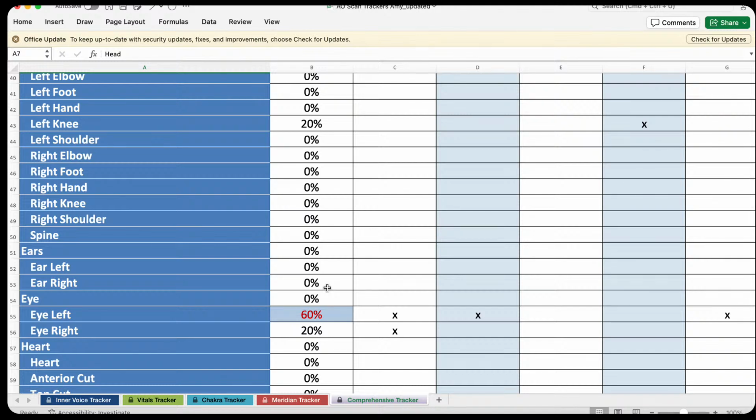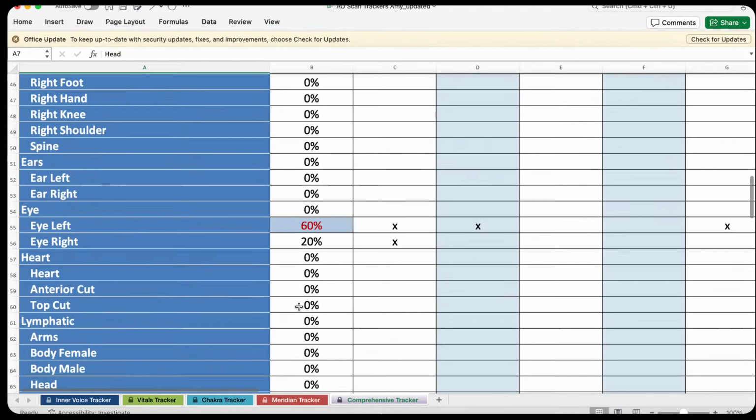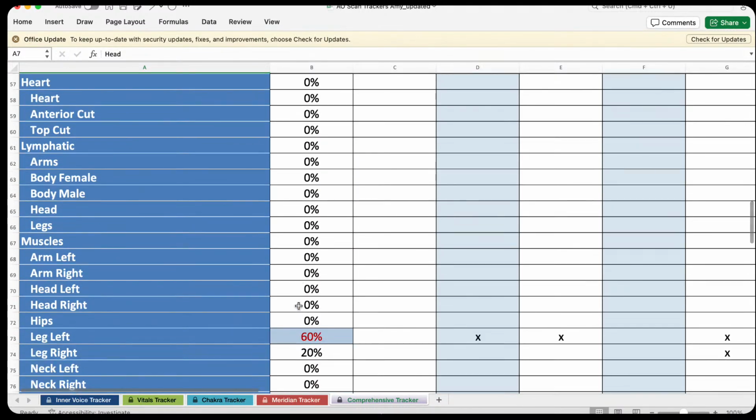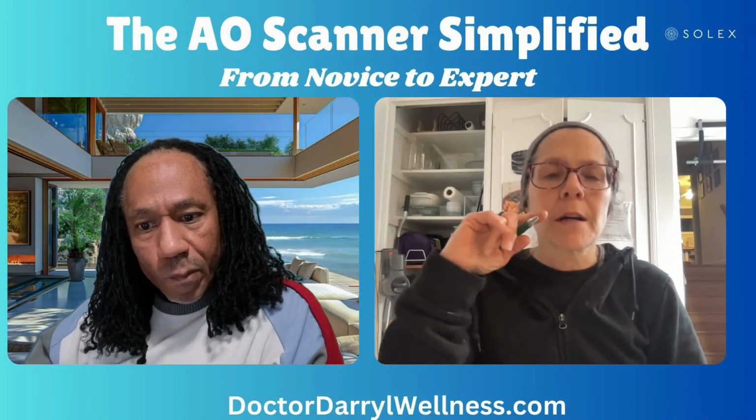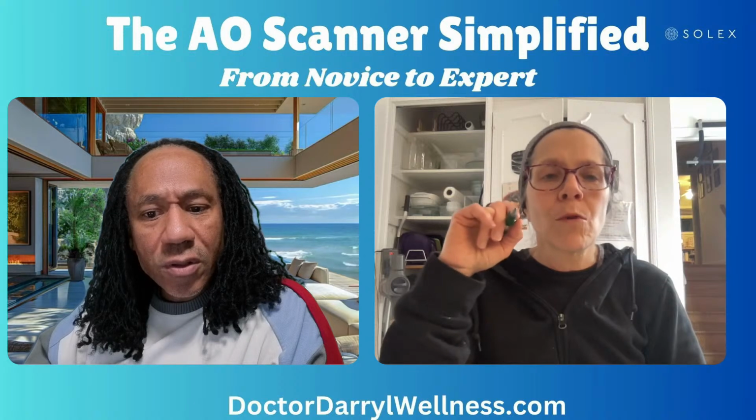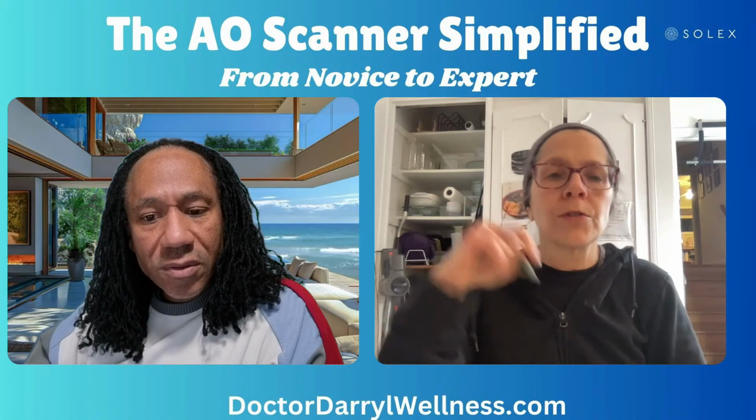All right, so the left eye shows up 60% of the time. I remember something coming up last week that made me ask you about the eye. Interesting that it comes up 60% because my left eye happens to be smaller than my right eye. I've noticed it more since surgery.